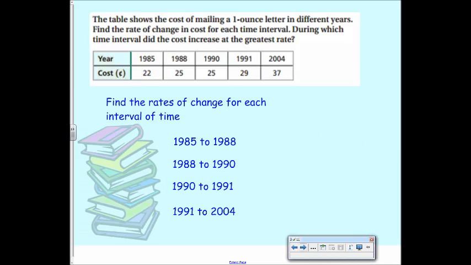Okay, so this table shows the cost of mailing a 1-ounce letter in different years. Find the rate of change in cost for each time interval. During which time interval did the cost increase at the greatest rate? So there's 2 things that we have to do here, and we're going to start with the first part. But before we do that, again, remember, this symbol right here is called delta, the Greek letter delta, and it just means change, all right? So we'd say change in y over change in x, or change in dependent over change in independent.